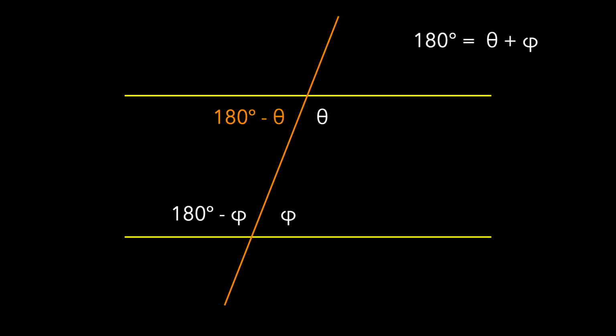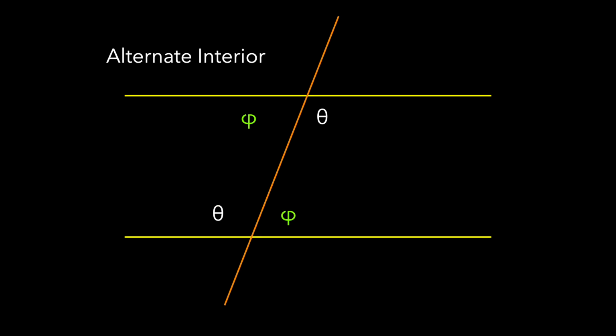180 minus theta is the same as phi, and 180 minus phi is the same as theta. We call these angles phi alternate interior angles. They're interior to the two parallel lines, and they're on opposite sides of the transversal. The thetas are also alternate interior angles. That's what we needed for our other form of the parallel postulate, but let's keep playing.